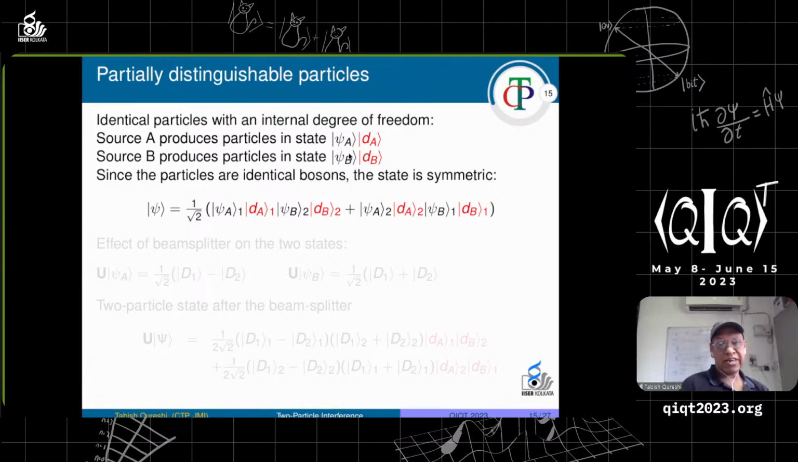So this two particle state, I will write in this way. Normally you would write just psi A1, psi B2. Psi A represents the spatial state of particle 1, and psi B represents the spatial state of particle 2. And then together we have this internal degree of freedom. Since they are identical particles, you have to have a symmetric wave function. So I'll write a symmetric term where these particle labels 1 and 2 have now been swapped. Otherwise, everything is the same.